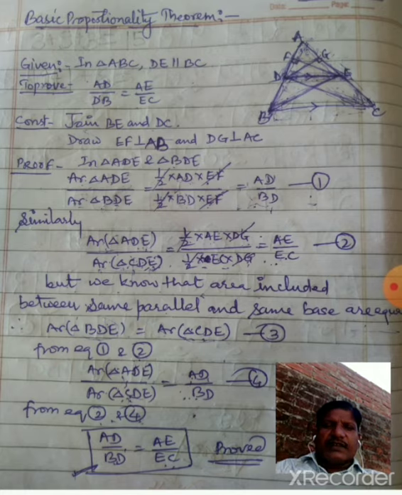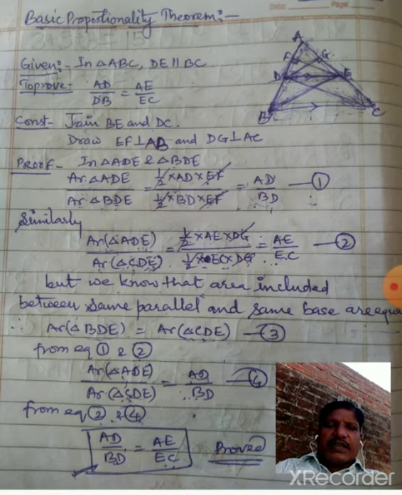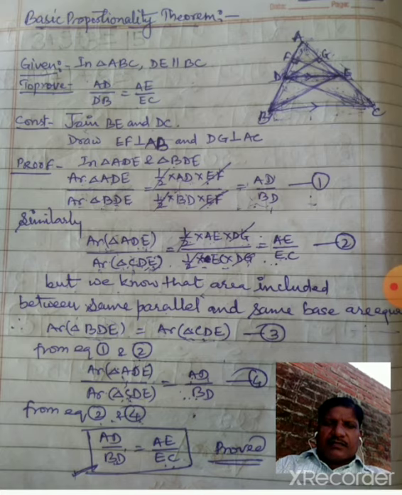From equation 1 and 3 we can write area of triangle ADE upon area of triangle CDE equal to AD by BD, marked as equation number 4. Now from equation 2 and 4 we can write AD by BD equal to AE by EC. Since the left hand sides of equation 2 and 4 are equal, the right hand sides must be equal. Thank you.